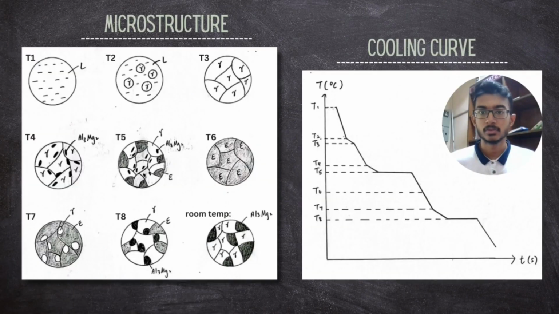Okay, so this is the microstructure and cooling curve for each temperature level. We can see here how the alloy transforms from liquid phase at T1 to Al3Mg2 plus gamma phase at room temperature. As we can see here, the microstructure at T6 will be the same as the microstructure at the end of T5, which is the isothermal reaction. And the same goes for the isothermal reaction at T8. At the end of T8, the microstructure will be the same as at room temperature.